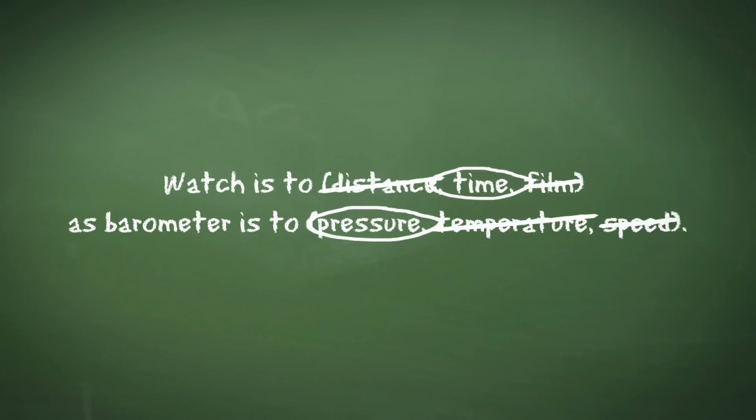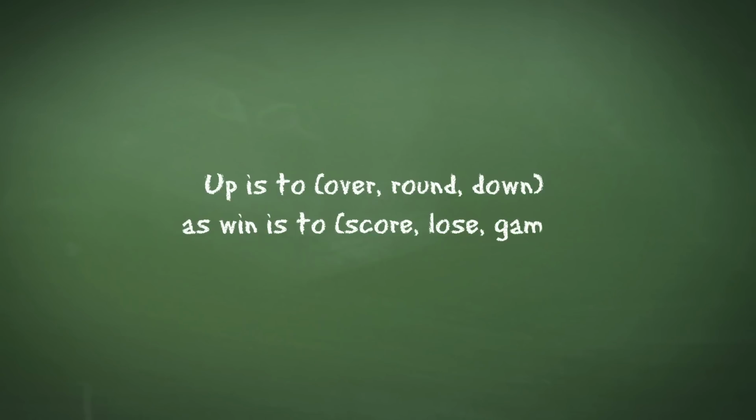These questions will improve with practice as you spot the various types of word relation the examiners often use. As well as the ones we've gone through, look out for opposites as these come up regularly. For example, up is to over, round, or down, as win is to score, lose, or game. Now the answers here are down and lose, as they're the opposites to up and win.